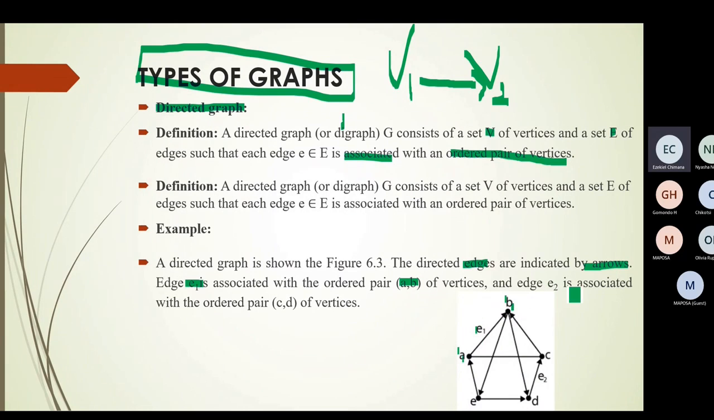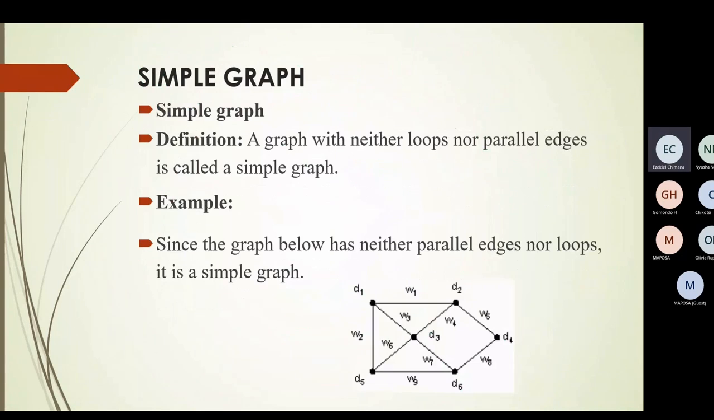And the edge E2 is associated with the ordered pair C, D of vertices. Like here, E2, where is E2? E2 is here. So we are moving from D to C. So it will be DC. Here, I think it's DC on E2, because we are moving from D to C. So this one is actually an error here. That's what we say about the directed graphs. There will be a direction on your edge. On all of your edges, there will be a direction or a directional arrow there.